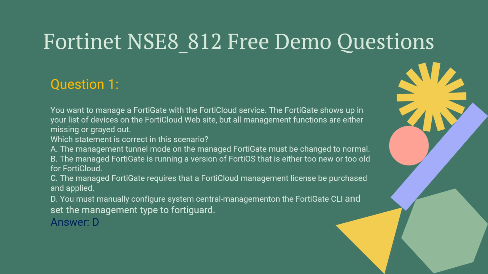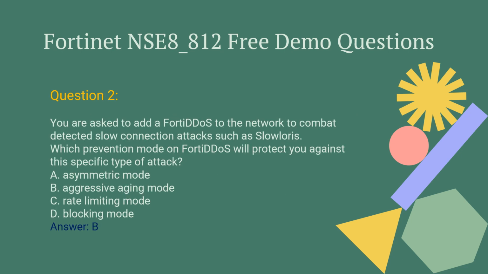Answer: D. 2. You are asked to add a FortiDDoS to the network to combat detected slow connection attacks such as SlowLoris. Which prevention mode on FortiDDoS will protect you against this specific type of attack? A. Asymmetric mode. B. Aggressive aging mode. C. Rate limiting mode. D. Blocking mode. Answer: B.